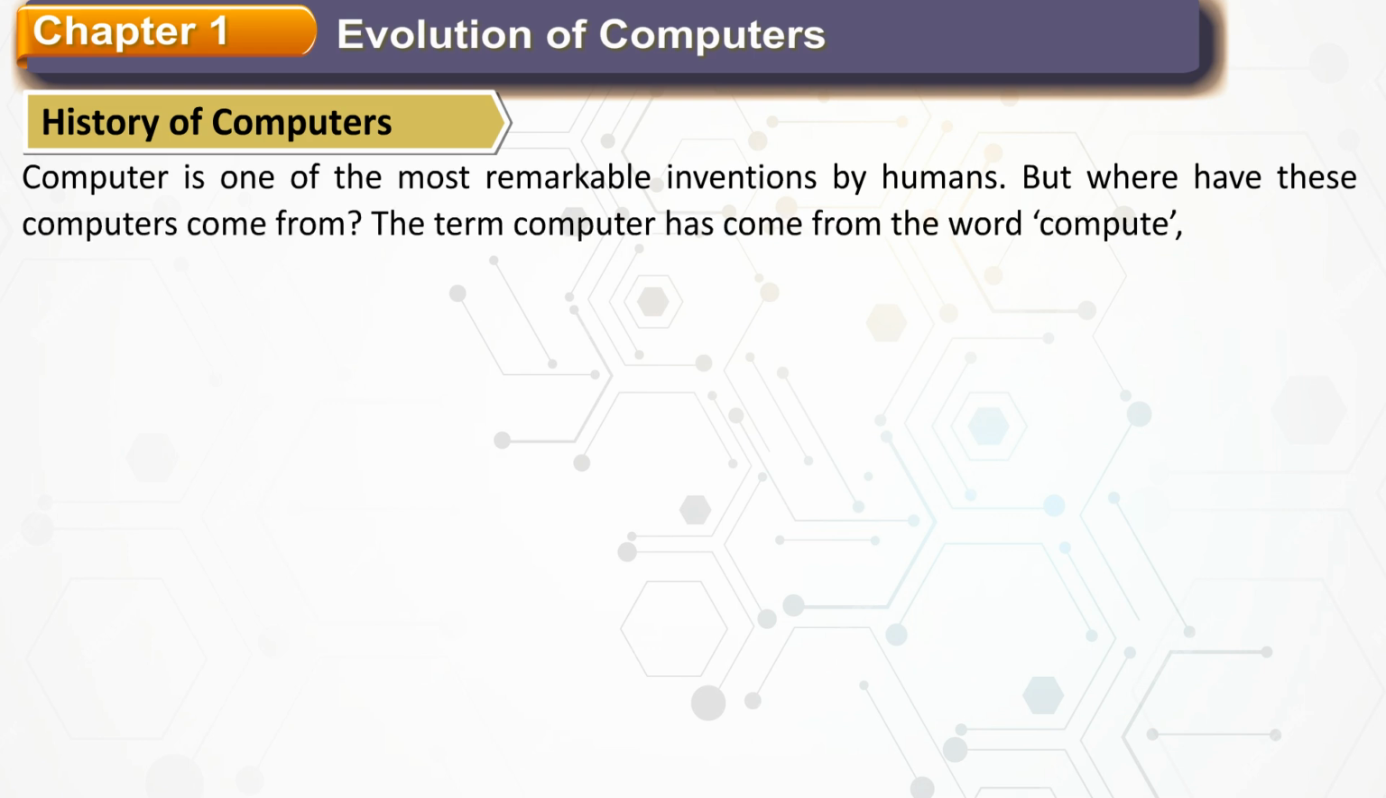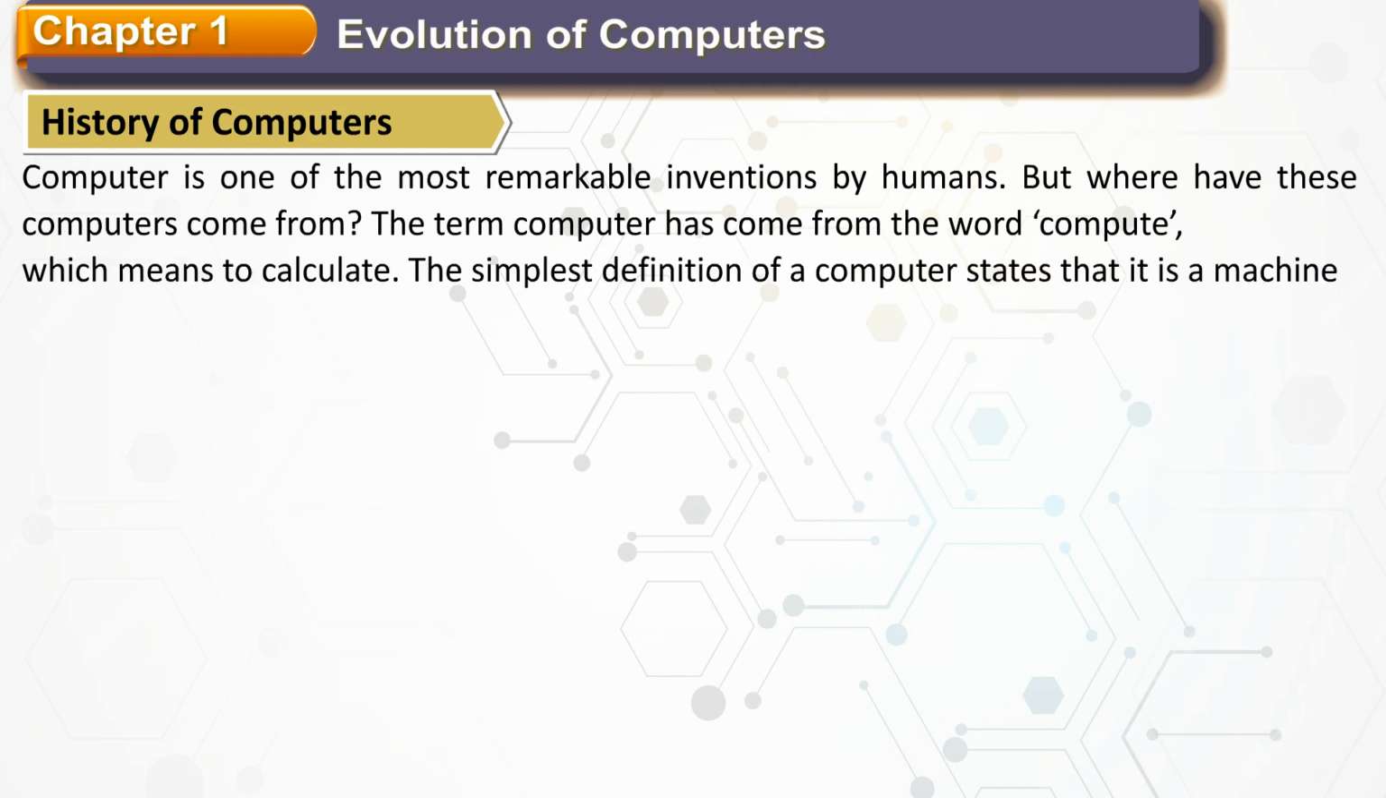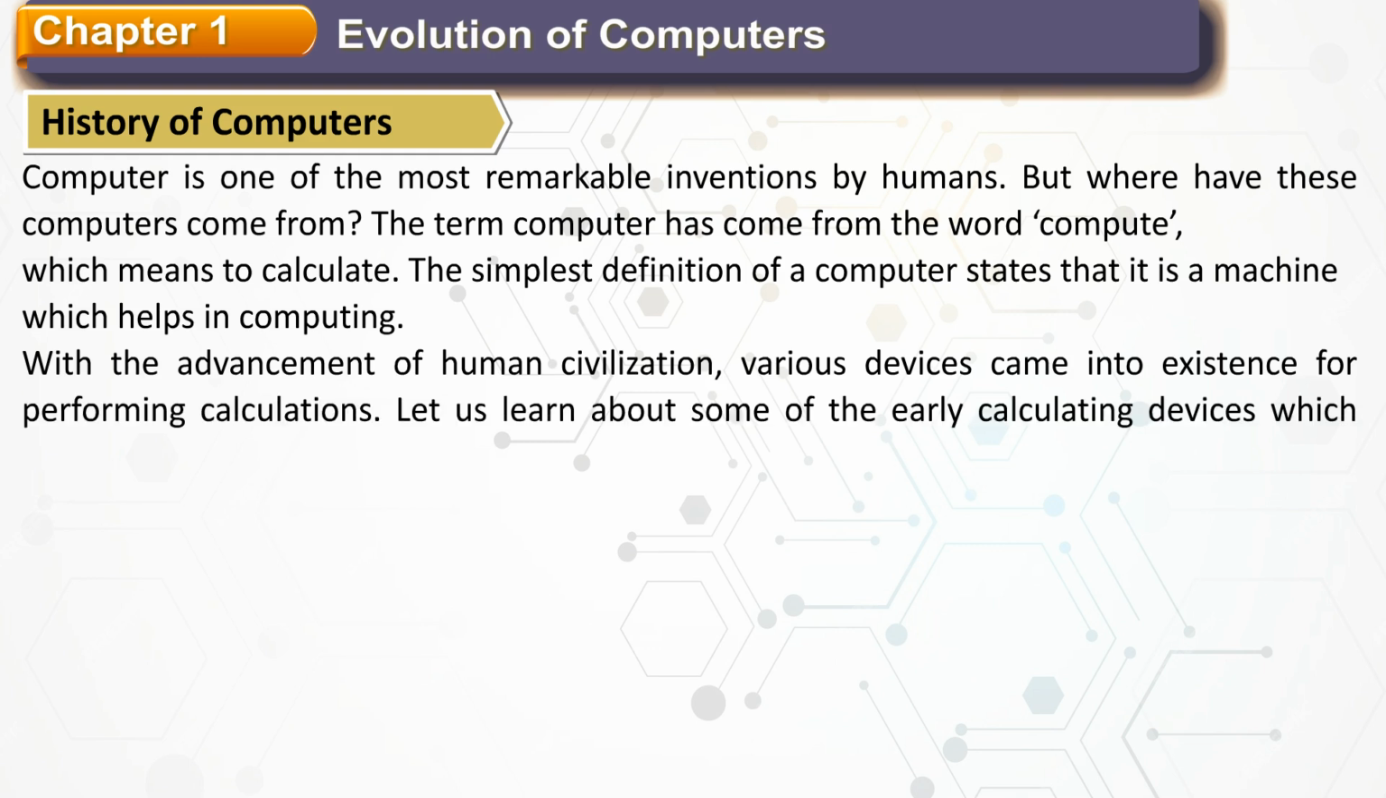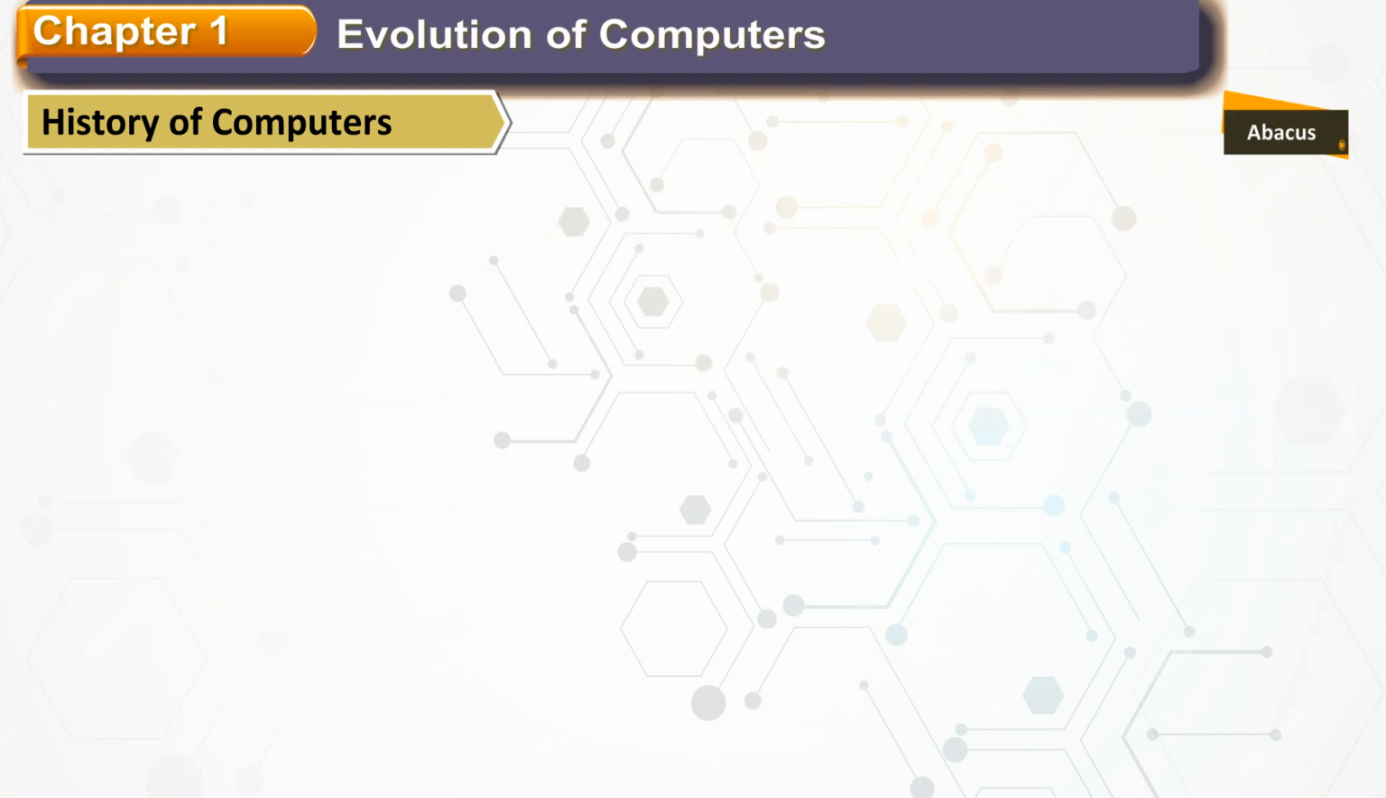But where have these computers come from? The term computer has come from the word compute, which means to calculate. The simplest definition of a computer states that it is a machine which helps in computing. With the advancement of human civilization, various devices came into existence for performing calculations. Let us learn about some of the early calculating devices which made way to the modern-day computers.